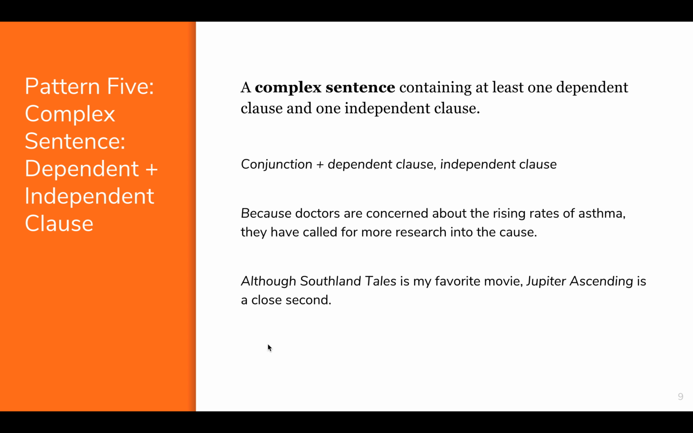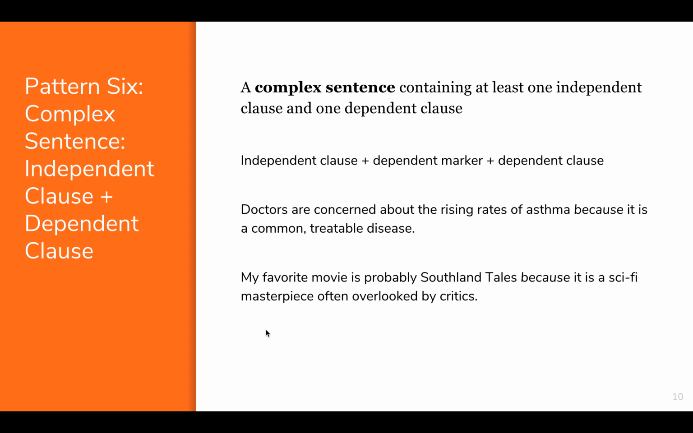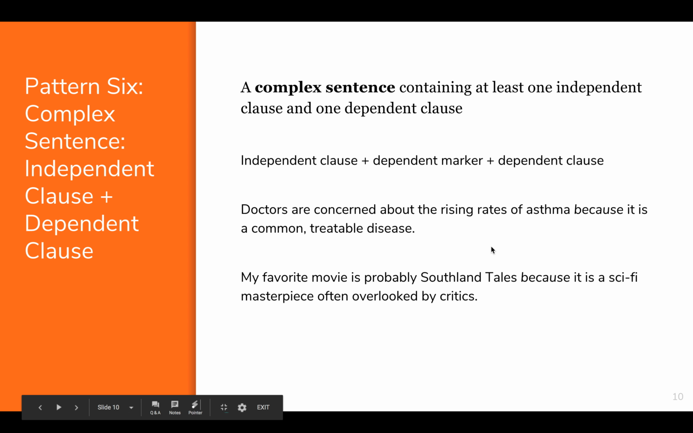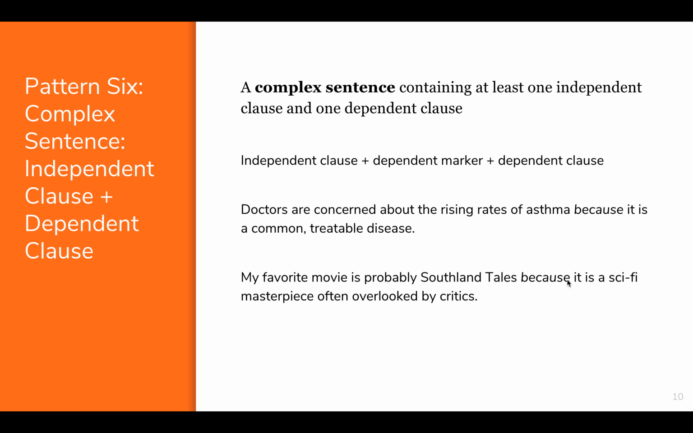have the independent clause. You can also do it the other way, so a complex sentence beginning with an independent clause and then followed by at least one dependent clause. So the formula for this is independent clause plus the dependent marker word and then the dependent clause. So for instance, doctors are concerned about the rising rates of asthma because, that's the dependent marker word, it is a common treatable disease. Or my favorite movie is probably Southland Tales because it is a sci-fi masterpiece often overlooked by critics.